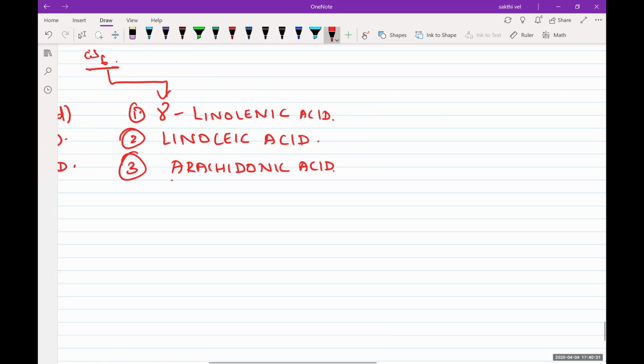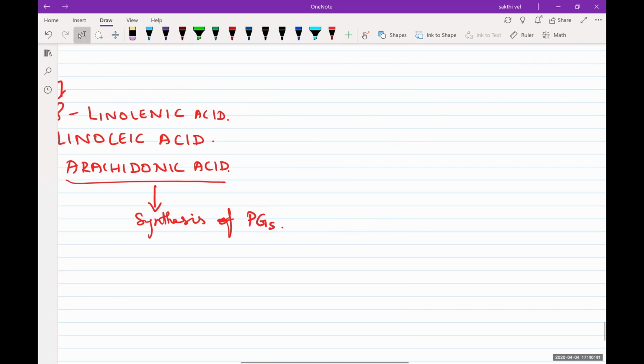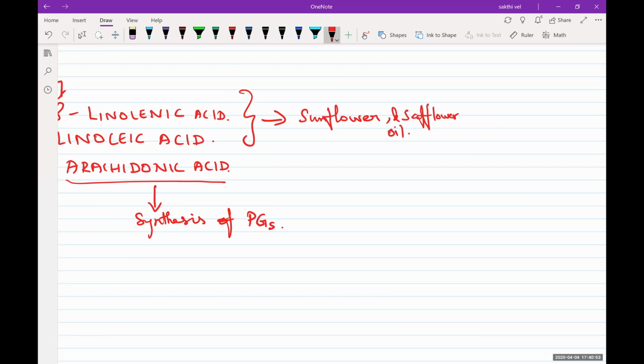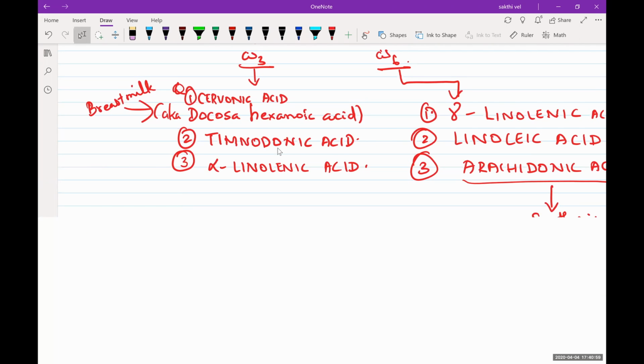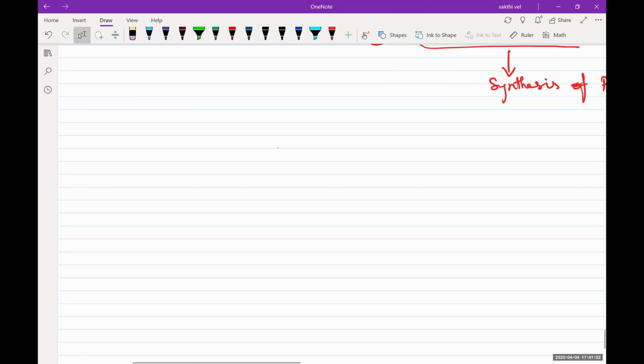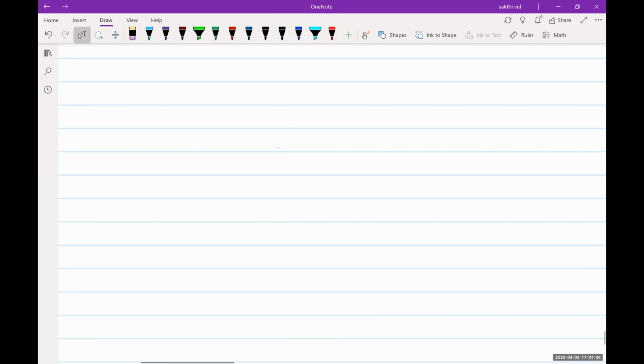This arachidonic acid is responsible for the synthesis of prostaglandins. And linolenic and linoleic acid are present in sunflower and safflower oil. Okay, these are the important ones. Apart from that, you have important glycolysosomal storage diseases. I will discuss the main ones here.